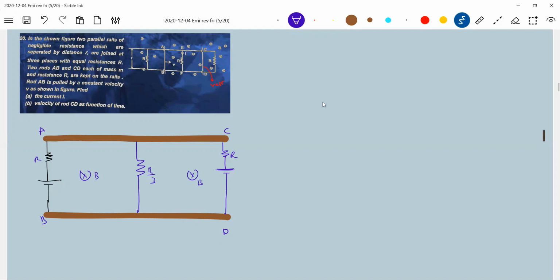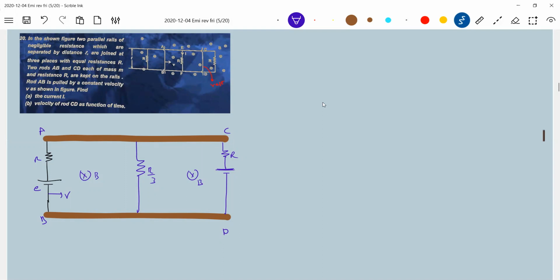Now, as the rod AB is given velocity V, let V be the velocity of the rod at any time t. I think rod AB is pulled by a constant velocity V, so the velocity of the rod will be constant. Let the EMF induced in the rod AB be E. Now, will any current flow? Yes, there will be a flow of current.